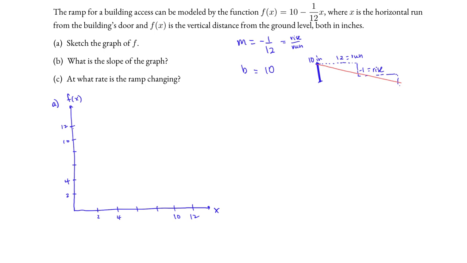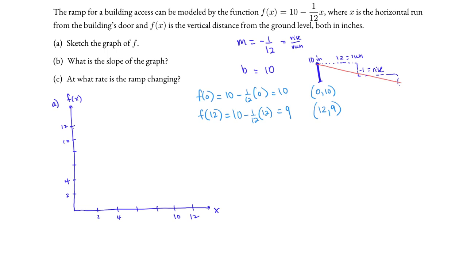When x equals 0, f of 0 is 10 minus 1 over 12 times 0, which is 10. And we will pick conveniently when x equals 12. When x equals 12, f of 12 is 10 minus 1 over 12 times 12, which is 9. 1 over 12 times 12 is 1. 10 minus 1 is 9. Now we have 2 points. The first point is x equals 0, y equals 10. And the second point is when x equals 12, y equals 9.